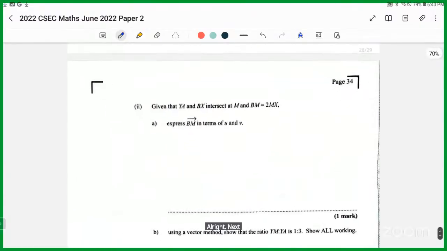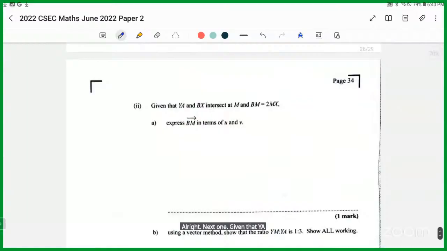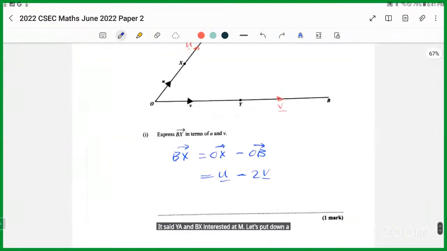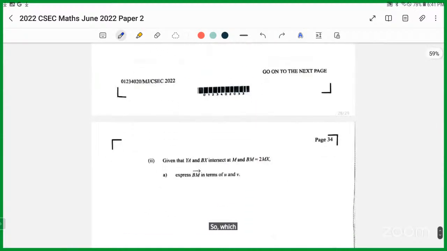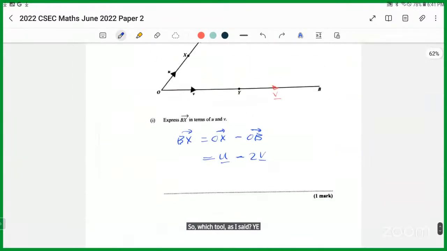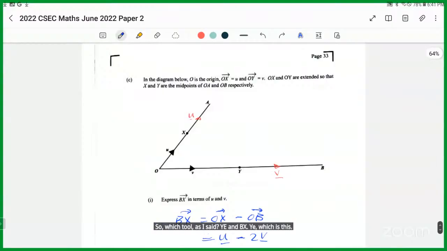Next one. Given that YA and BX intersect at M and BM is 2MX. So BM has 2MX in it. Express BM in terms of U and V. Let's look at what they said. They said YA and BX intersect at M. Let's put it on a diagram, so the diagram will help us. Which two lines did I say? YA, which is this, and BX, which is this.